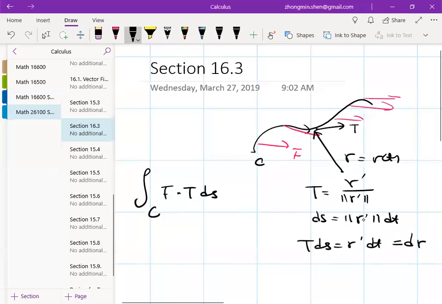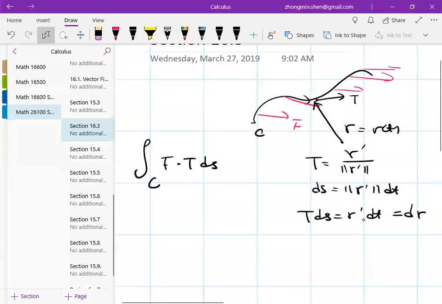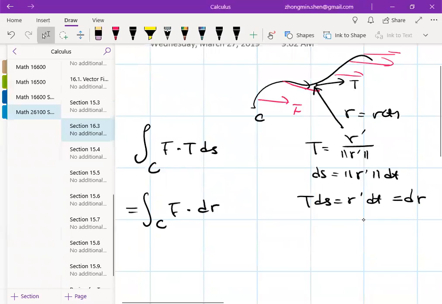Okay, it's a vector. So this is going to be also denoted by dr. That's called a line integral, because this T ds can be changed to that in case the curve is parameterized by some vector function. All right.